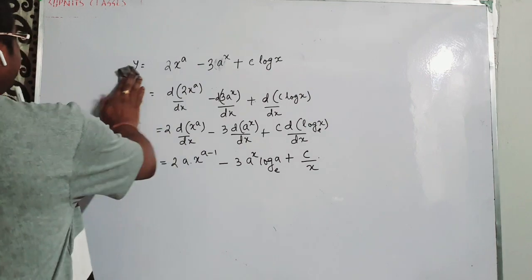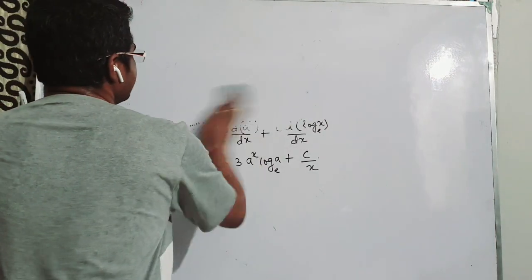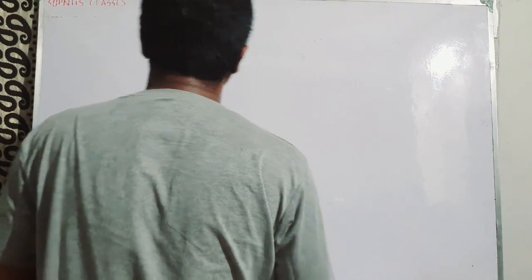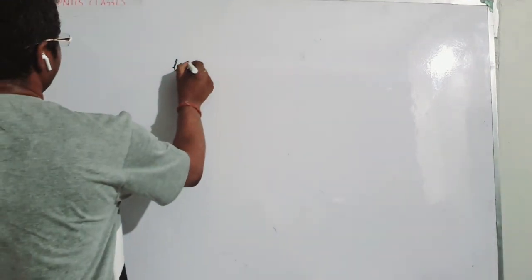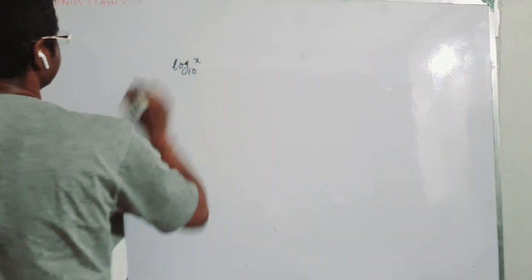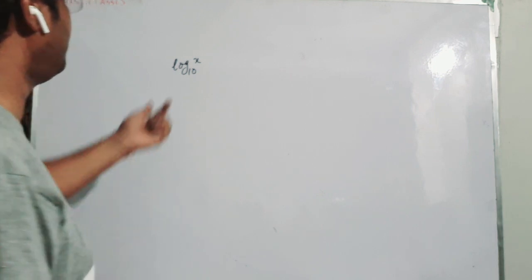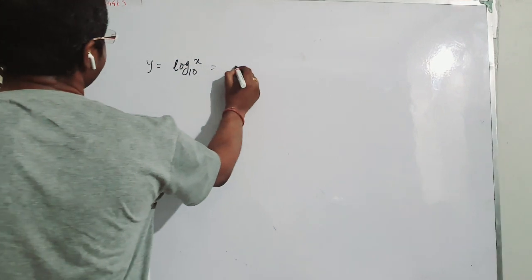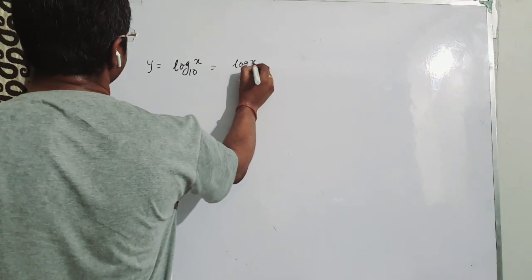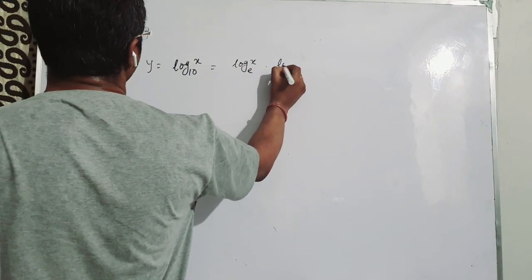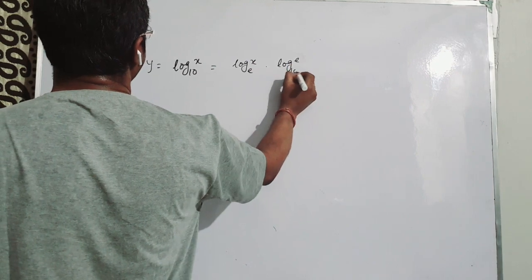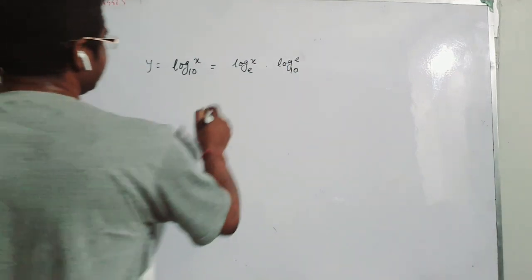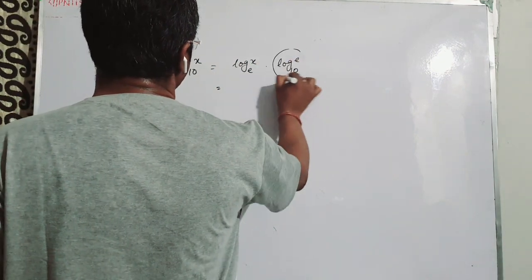I'll rub this. Now the important one which I said I'll do, log 10x. Now see guys, you don't know how to differentiate this, so what you will first do is change it like this. You know how to do this, and you know that if you write this, you can write this, correct? Change of base, nothing else, and this part is constant.